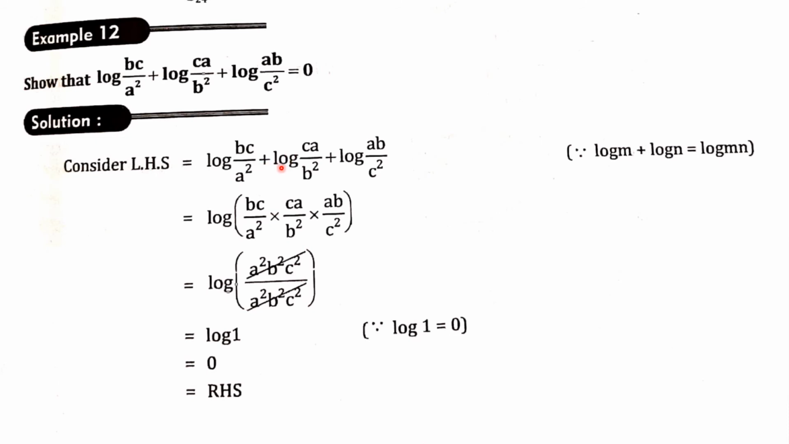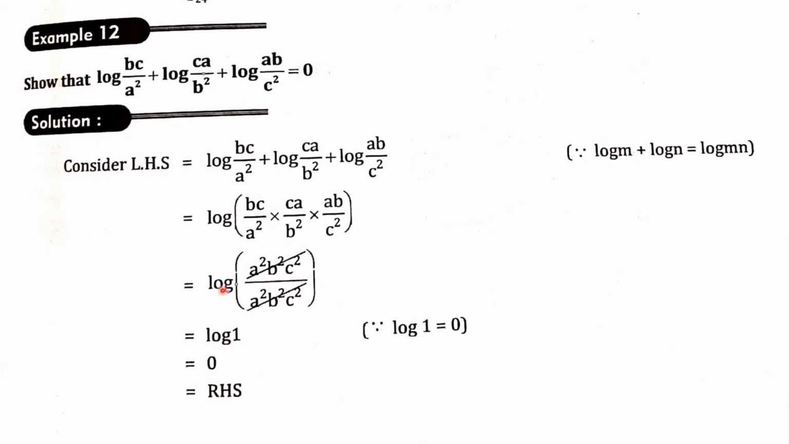Here everything is in plus, so according to the product law, log m plus log n is equal to log mn. So multiply; everywhere log is there, so take log into consideration: BC by A square into CA by B square into AB by C square.